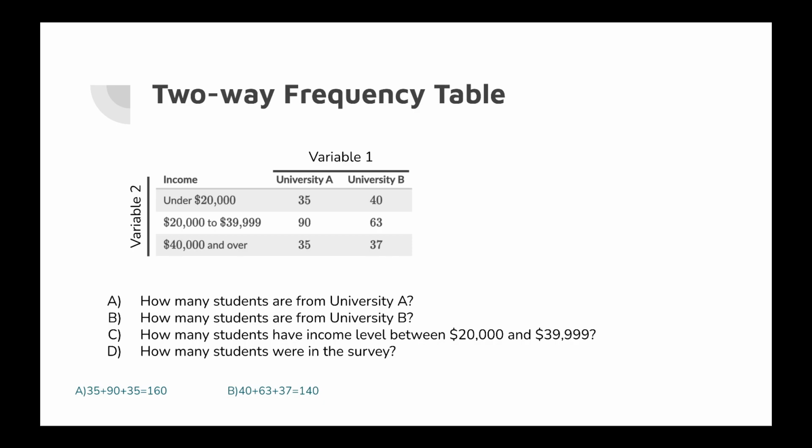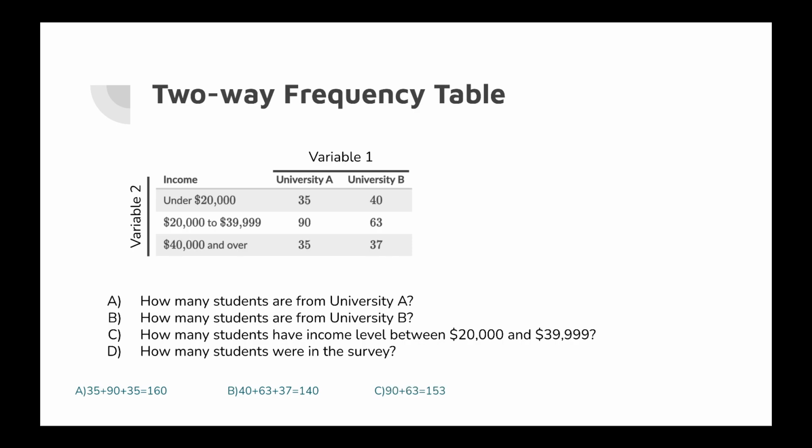To answer question C, how many students have income level between 20,000 and 39,999? We should consider students from both universities who satisfy the given income level. Therefore, we have to add 90 and 63, and the answer should be 153.